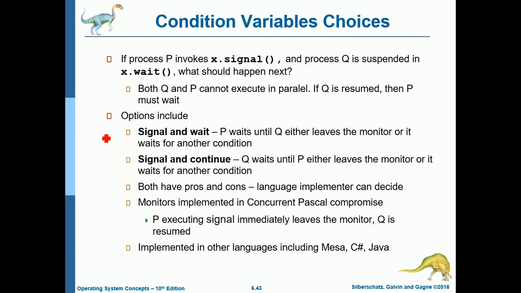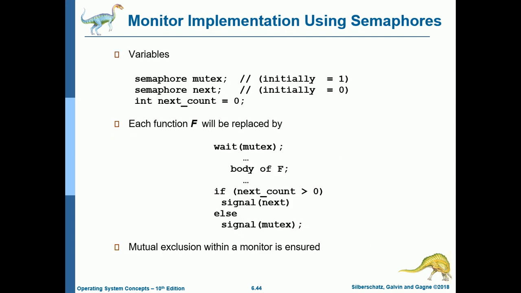Language implementer can decide. And then monitors implemented in Concurrent Pascal compromise: P executing signal immediately leaves the monitor, and Q is resumed. Implemented in other languages including Mesa, C#, and Java. So monitor implementation using semaphores. So these are the variables used.